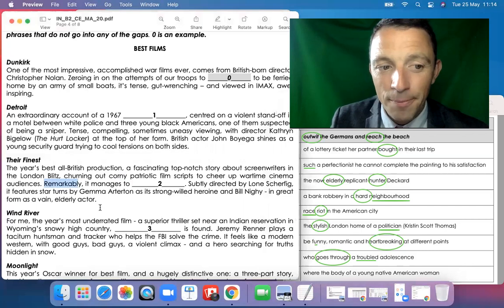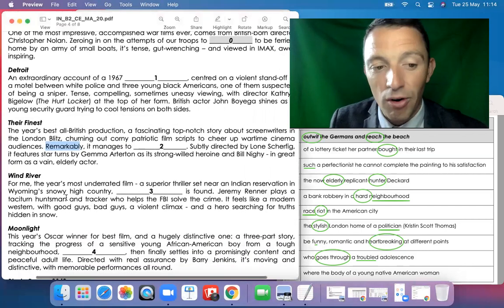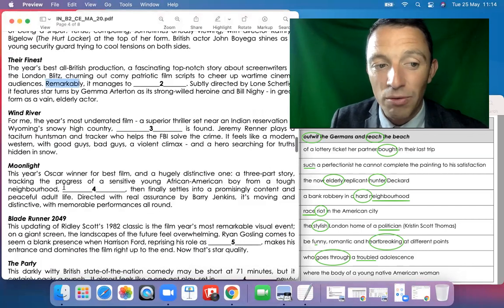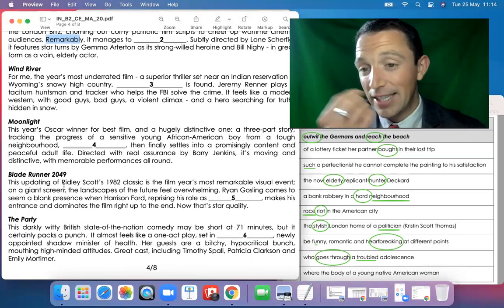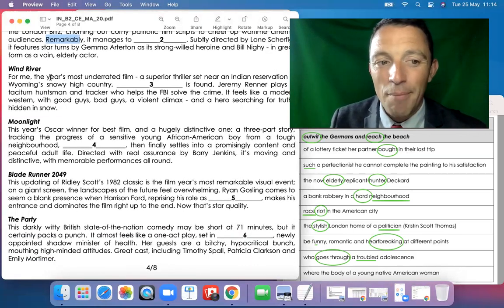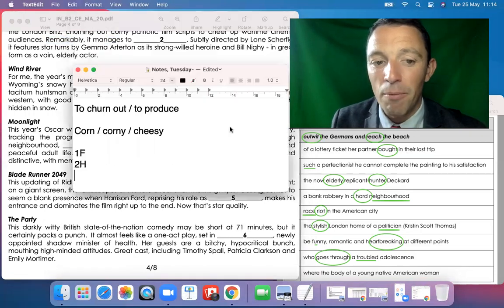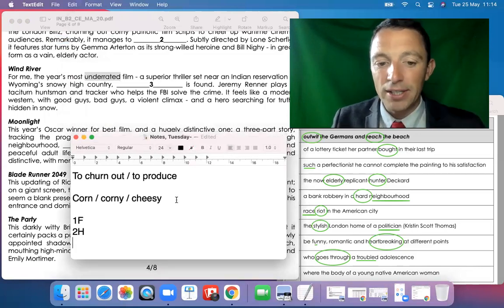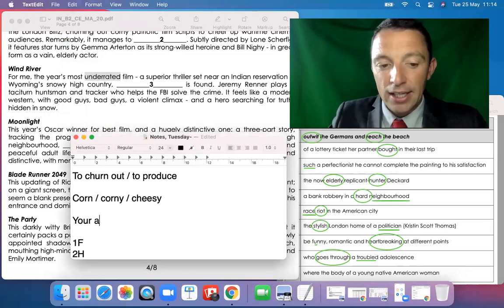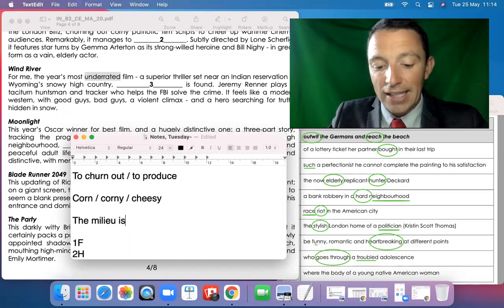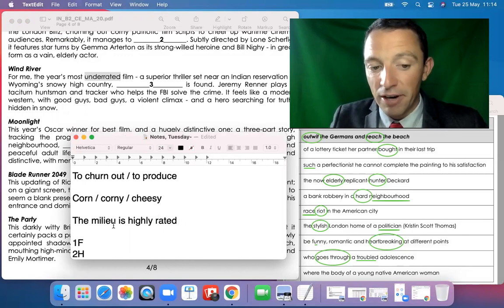Okay, paragraph 4, option 3, wind, river. So we'll try to read, I suppose, a bit quicker. For me, the year's most underrated film. So an underrated movie is very, very good vocabulary. And it's very typical to say you rate, for example, the movie is highly rated. And that means a lot of people believe the movie is very, very good.